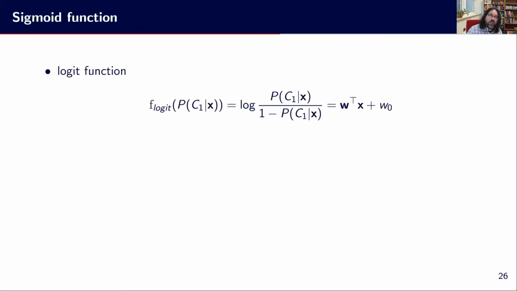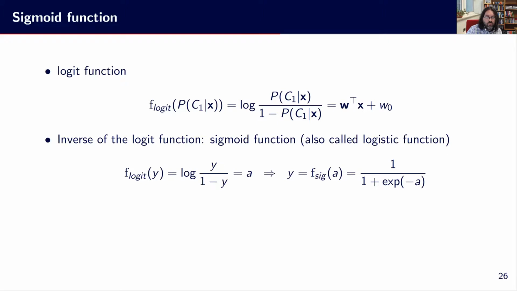So developing that function even more, we know that the logit of the posterior of C1 is equivalent to that and can be stated as a linear discriminant using the W and W0 we found just before, when we assume that the data is distributed according to a normal Gaussian distribution. We can then define the inverse function of the logit. The inverse of the logit is called the sigmoid function, or also called the logistic function.